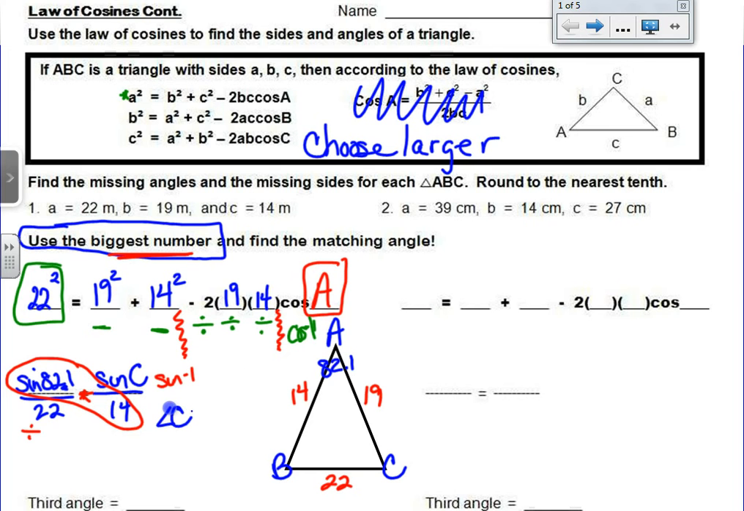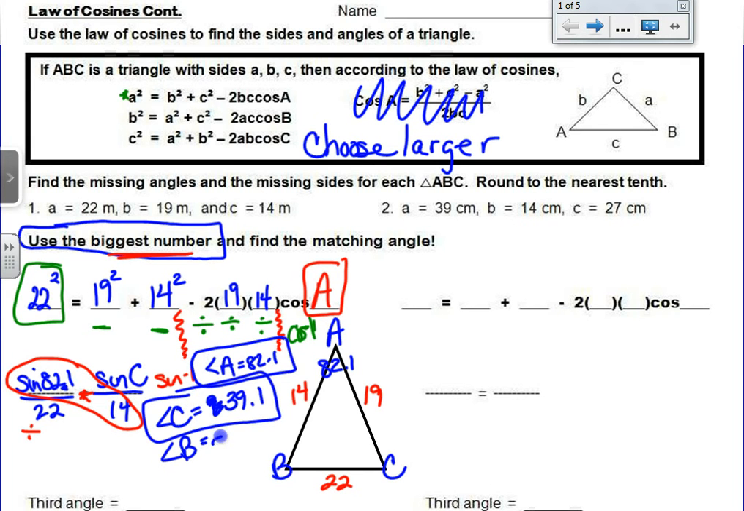What is angle C? 39.1. Okay. So I found angle A. I found angle C. I still need angle B, but that should be a really easy question. Hit enter or whatever. I can't subtract. Could someone do that for me? 58 is 58.8. Nice job.